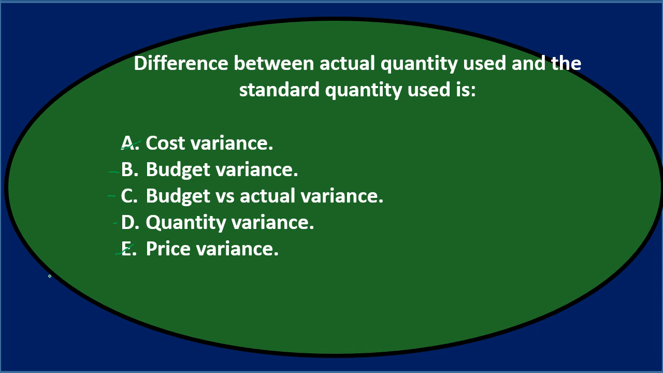Let's go through it again. Difference between actual quantity used and the standard quantity used is either B, budget variance, C, budget versus actual variance, or D, quantity variance. Now, of these three, B and C sound very similar, because a budget variance you would think would be the budget versus actual variance. I don't know, it sounds pretty close. And D sounds almost too good to be right. It sounds too close. I mean, it's a quantity variance. But it is D. So D is going to be the final answer, and we're going to eliminate these two. So final answer, difference between the actual quantity used and the standard quantity used is D, quantity variance.